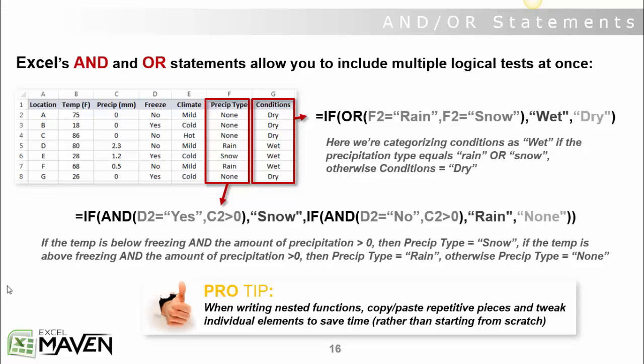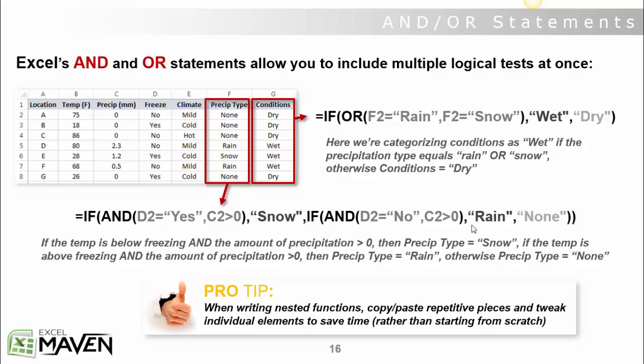So reading through this example here, this and statement, basically what we're saying is logical test 1 is if these two things are true, so if and D2 equals yes, which that's our freezing column, which tells me that the temperature is freezing, it's below 32 degrees, and C2 is greater than 0, so precipitation is greater than 0, then precipitation type equals snow.